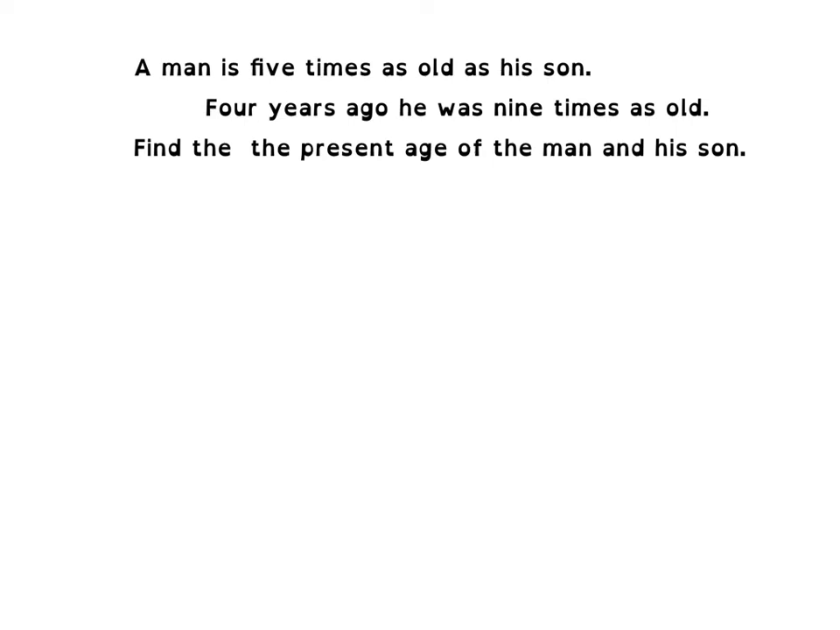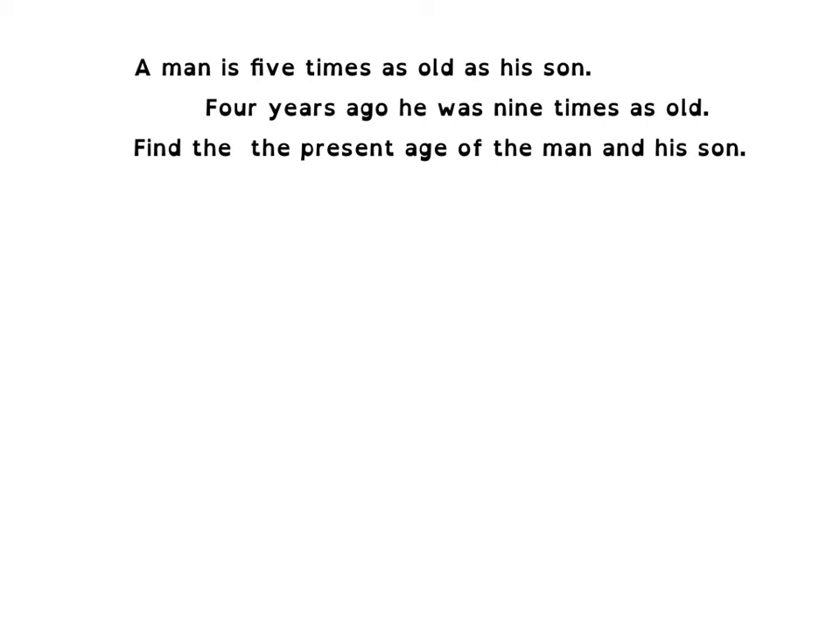Hi everyone, here we have an age-old problem and we're going to solve it now. The problem is: a man is 5 times as old as his son. 4 years ago he was 9 times as old, and we have to find the present age of the man and his son. So the first thing we're going to do is have a look at what has been given.